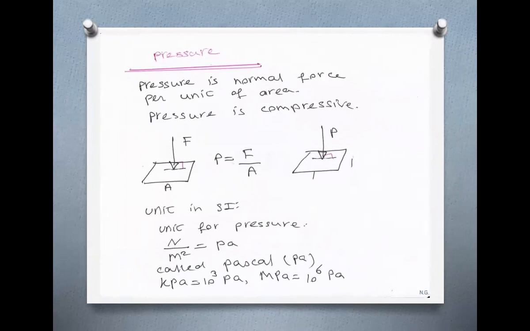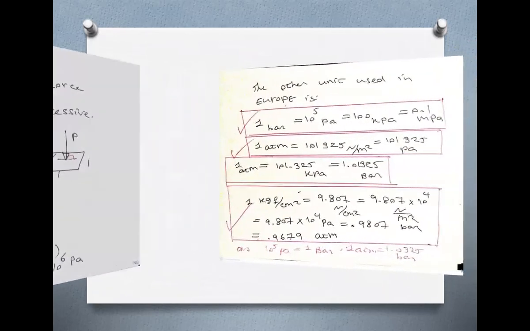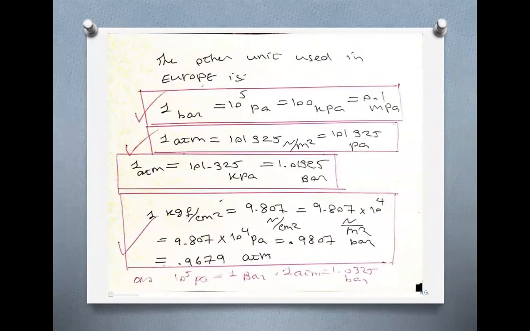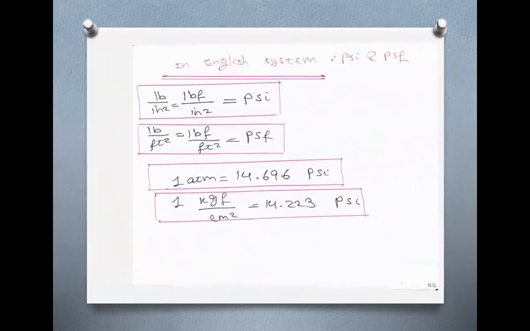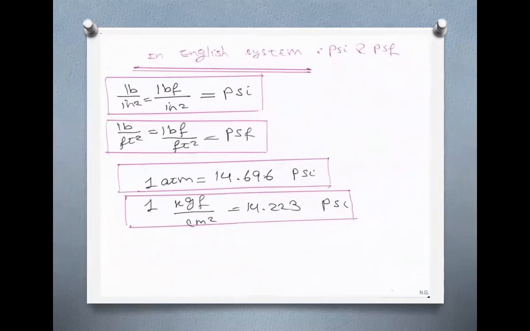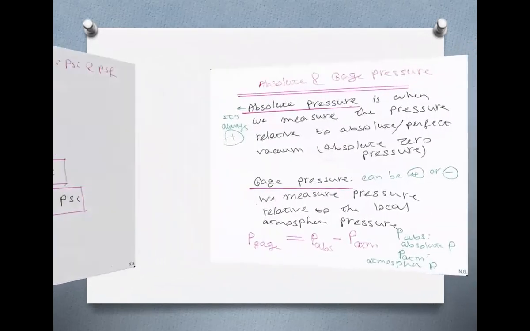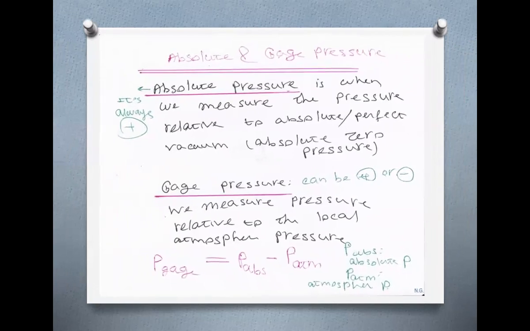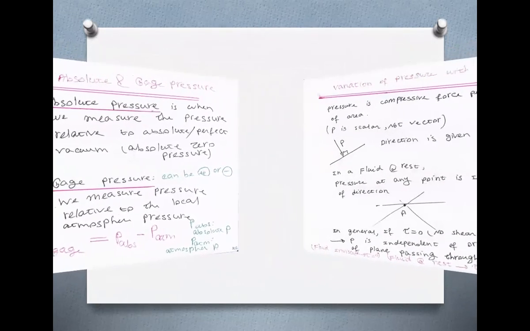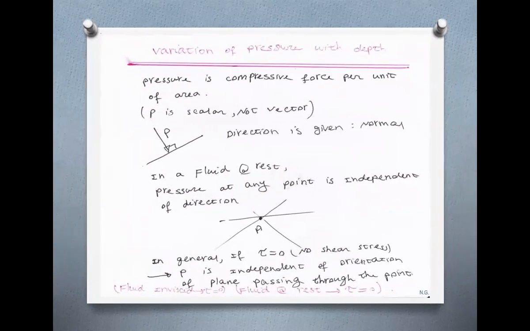Pressure is normal compressive force per unit of area. In the SI system, the unit is Pascal. We also talked about bar and atmosphere, PSI and PSF, which are pound per square inch and pound per square foot. And we got to a definition for absolute and gauge pressure. We talked about absolute and gauge pressure, and now we are at variation of pressure with depth.